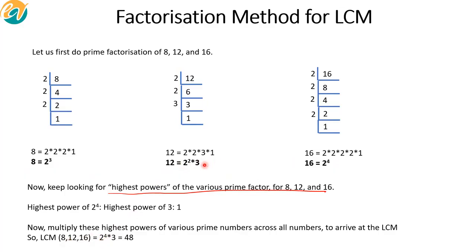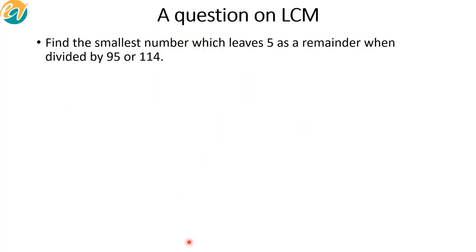And then as far as 3 goes, there is no power of 3 here. There is a power 3 raised to the power of 1 here. And there is no power of 3 here. So 3 raised to the power of 1 is the highest power. So we multiply it by 3. So that's how we arrive at the LCM. All right. Now let's come to this question.